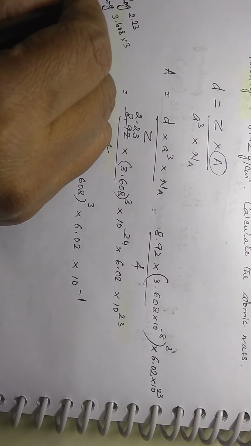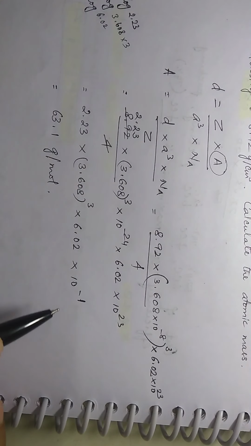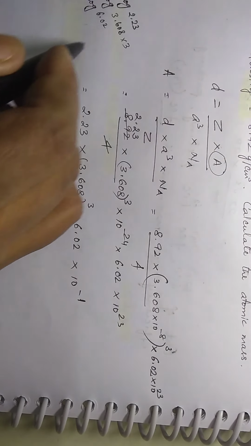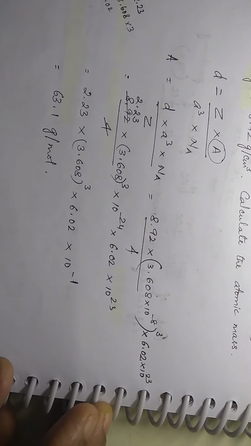And then log 6.02, and this is 10 power minus 1. We can also use it towards the end. It's not a problem. 10 power minus 1, the log of that is minus 1, since log 10 is 1. So you can directly put minus 1 and add all the log values and find out the anti-log of that.